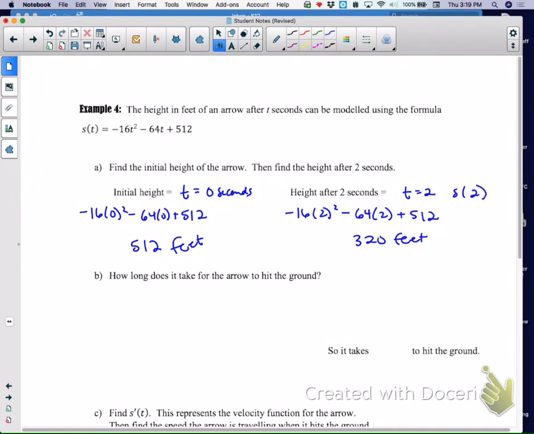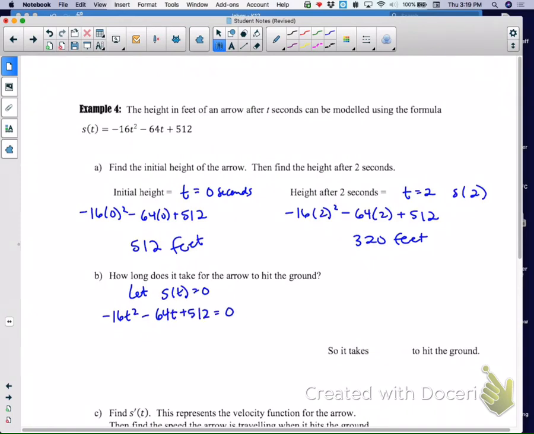Next one, how long does it take for the arrow to hit the ground? Okay, so when you hit the ground, your height is going to be 0. So actually, in this case, we want to let s of t equal 0. So negative 16t squared, 64t, 512 is equal to 0.